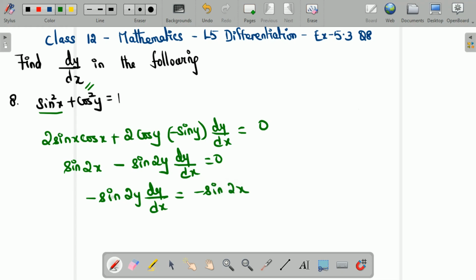So the minus and minus sign you can simply scratch off. So we can write in the next step, dy by dx is going to be equal to sin 2x divided by sin 2y. So sin 2x, the whole thing divided by sin 2y. This is the final answer.